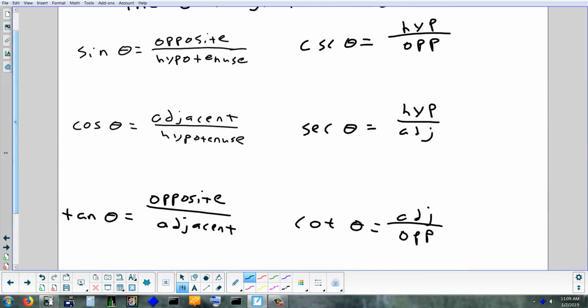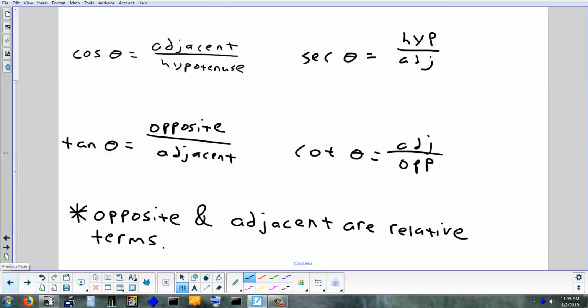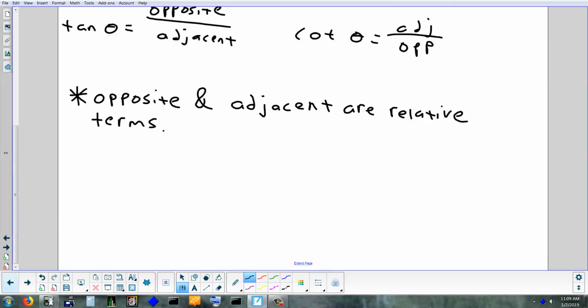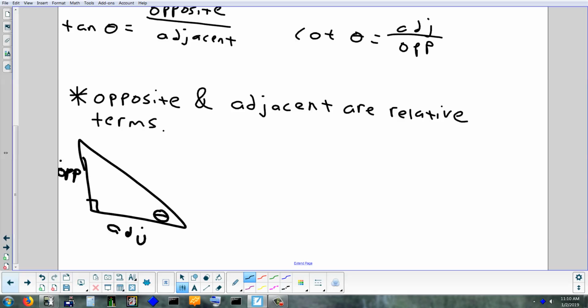Yeah, so opposite is the one that's across, adjacent is the one that's right next to it. And the reason I describe these as relative terms is because it's like talking about left and right. If I said which way is left, well, it depends on which way you're facing. So for me, left is the door, right is the window. For you, that's the opposite. So the terms opposite and adjacent can change places depending on your perspective. So if the angle that you're trying to figure out is down here, then that makes opposite the side that's furthest away, adjacent the side that's right next to it.